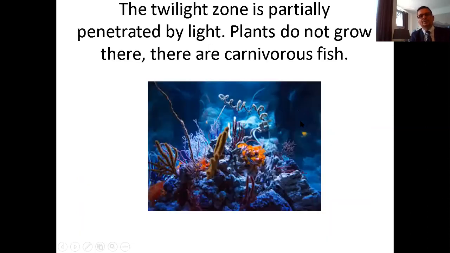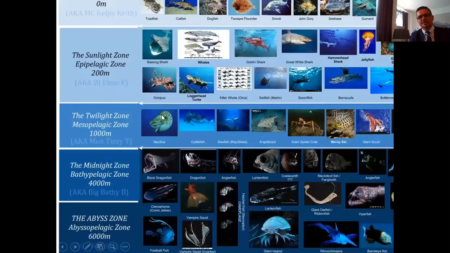The twilight zone is partially penetrated by light. Plants do not grow there. There are carnivorous fish. They are really typical in this zone. Here is a very special image of some of the emblematic creatures living in the different zones. Here you can see the sunlight zone at the top, twilight zone under that, midnight zone, and the abyss zone, which is the deepest part and probably the less well known.